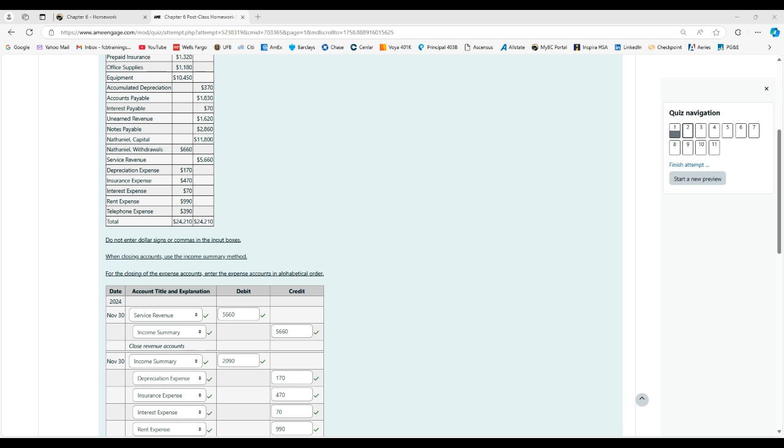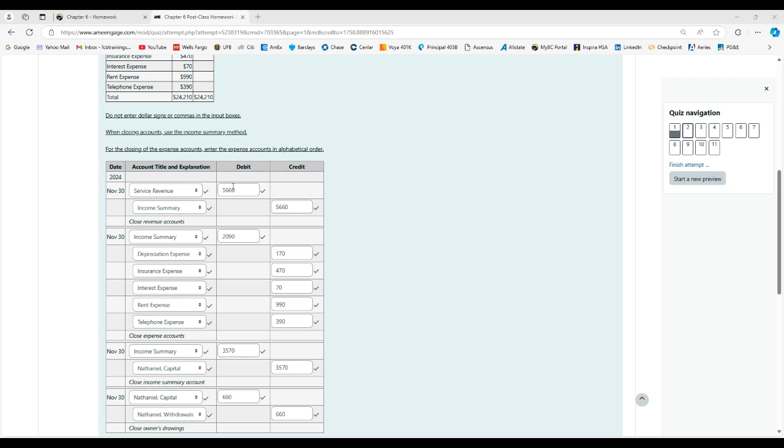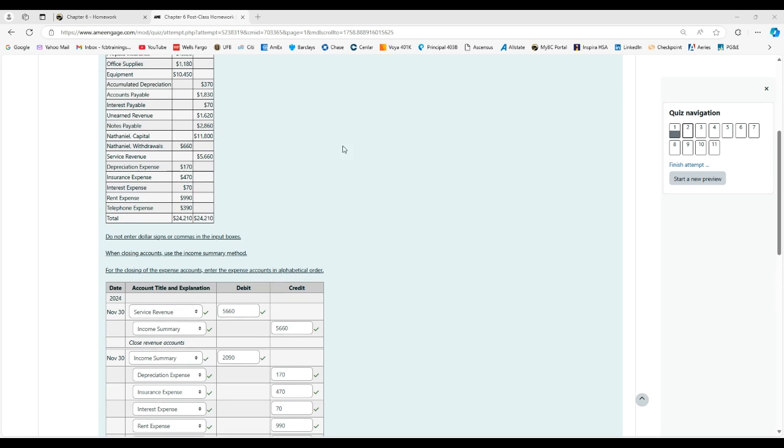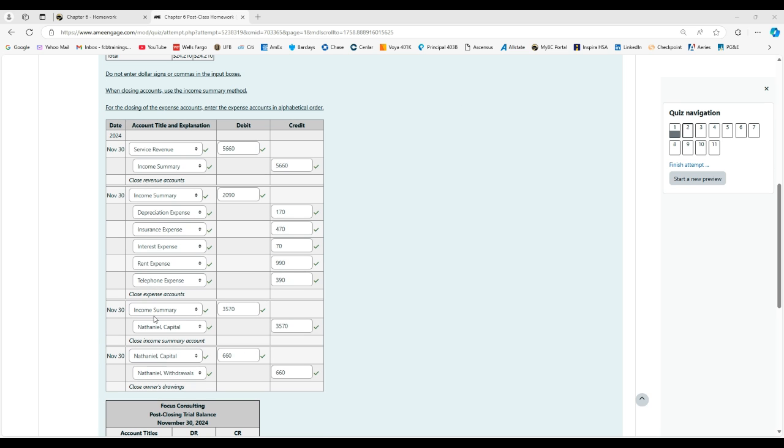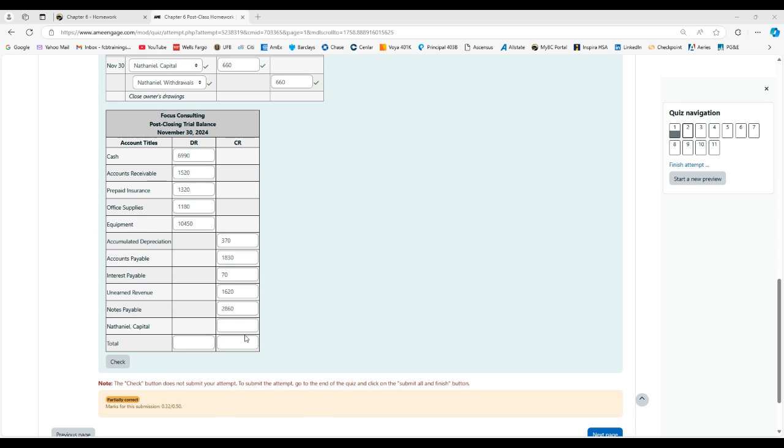We started with 11,800. That was our kind of beginning balance there. Then we added 5,660, right? That was what we added in. We subtracted out 2,090. And if you would, this is the journal entry here, 3,570 is the difference. So we're adding to the 11,800, which is the beginning balance, the difference, which is, in essence, net income. And then we're subtracting the draws of 660. And that ends us up with 14,710.